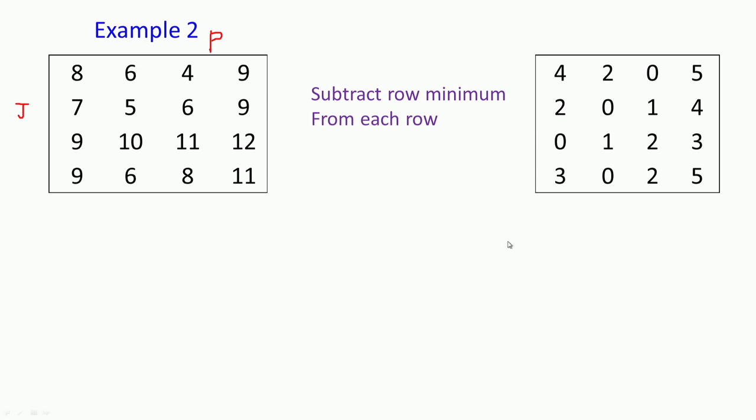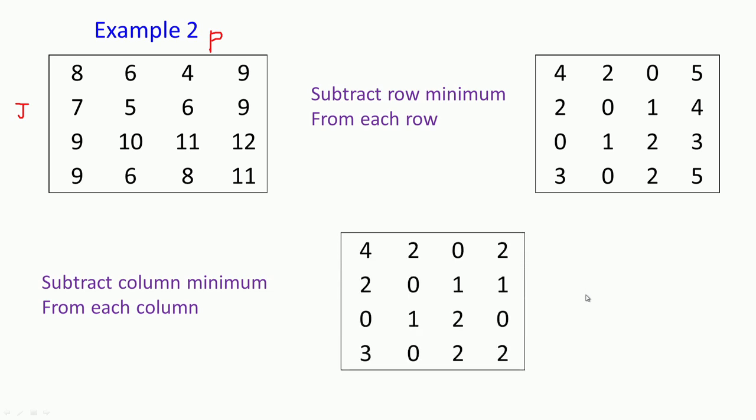Now, we start looking at the columns and subtract the column minimum. The first column, the minimum is 0, so we retain it. Second column, the minimum is 0, we retain it. Third column, the minimum is 0, we retain the column. Fourth column, the minimum is 3, so we subtract 3 to get 2, 1, 0 and 2. So, this is the reduced matrix after we subtract the column minimum from the fourth column.